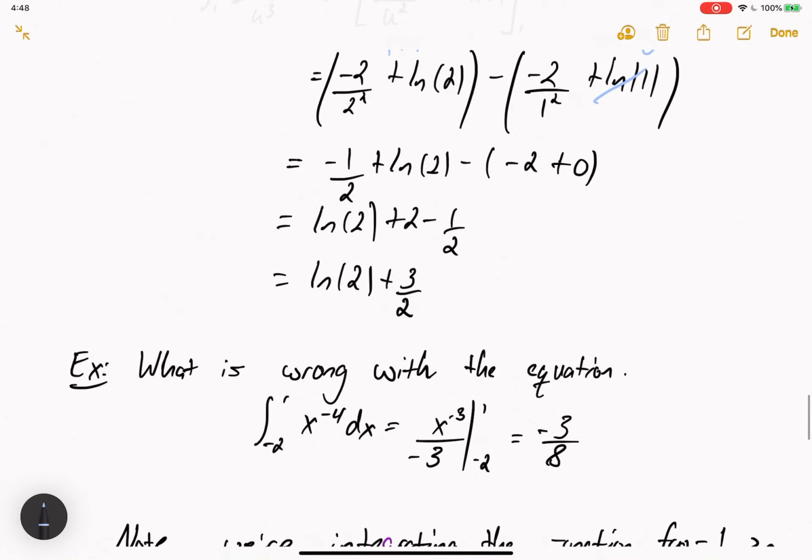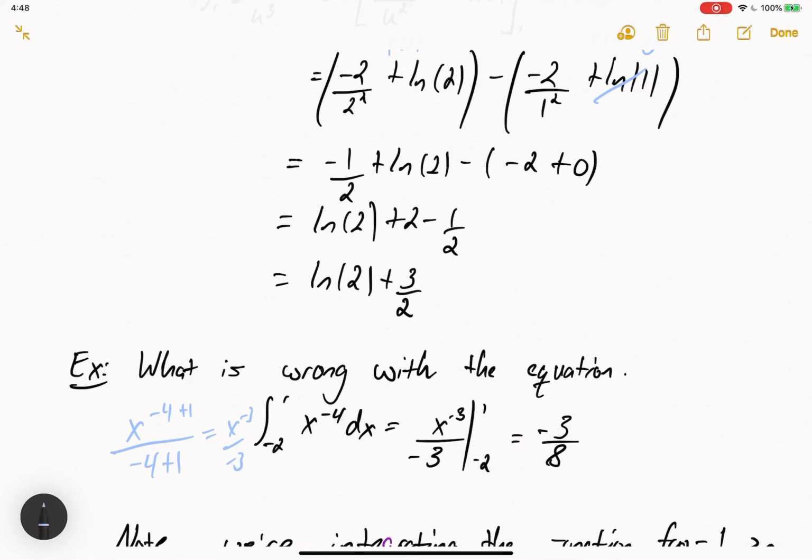We can find an antiderivative: add 1 to the exponent and divide by the new exponent to get x to the negative 3, divided by negative 3. So negative x to the negative 3 divided by 3 is indeed an antiderivative of x to the negative 4. We plugged in 1 to that minus negative 2, we did the difference, and we got negative 3 divided by 8.